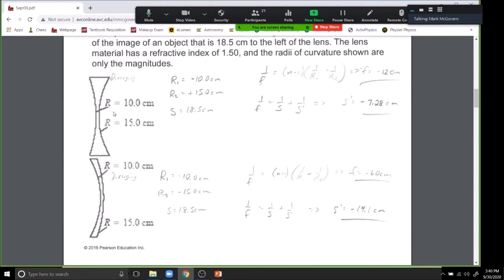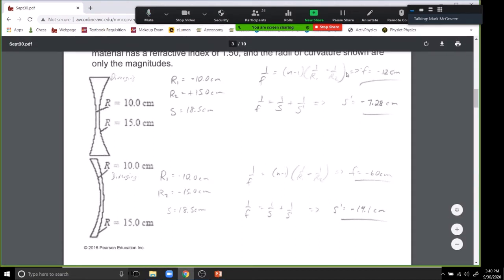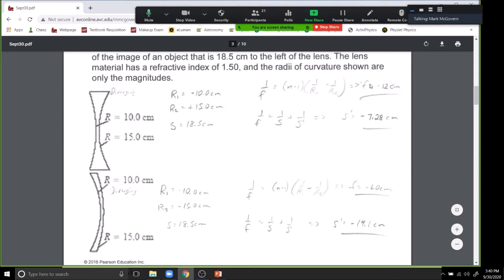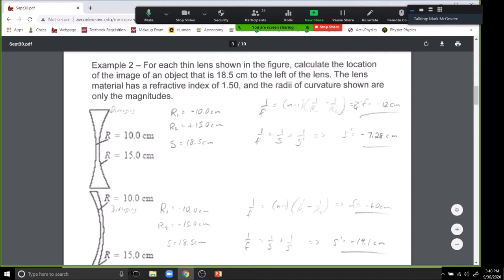In the divergent example, we got a 10 and a 15. So the first one's a negative 10, the second one's a positive 15. We put that through our equation and we get a focal length that is minus 12 centimeters. It's kind of a sanity check here: if you're working this stuff out, your divergent lenses should always come out negative, right? Convergent always come out positive.